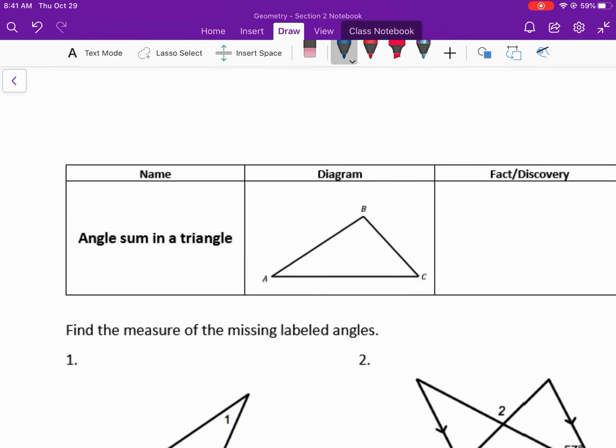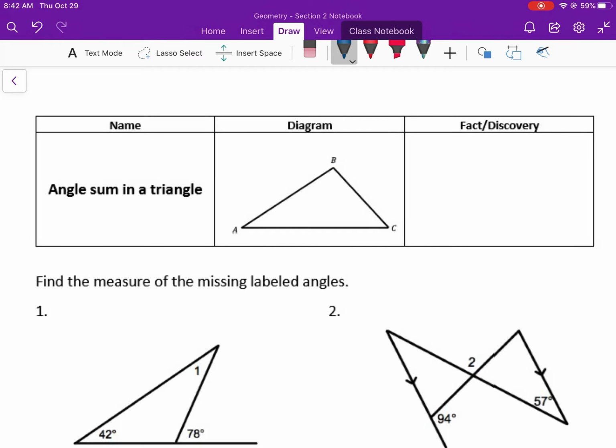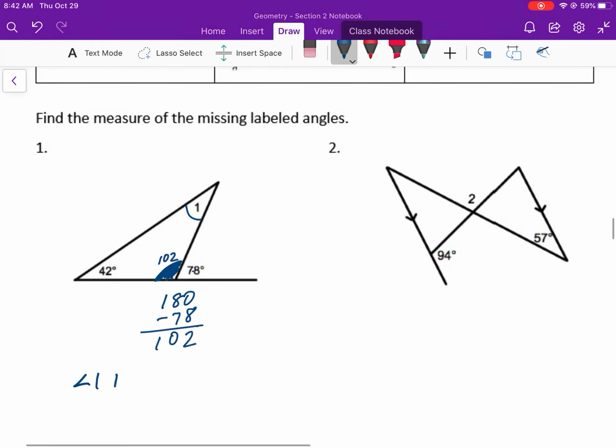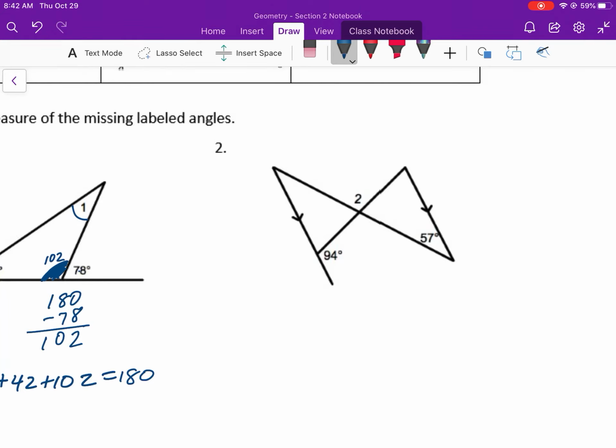All right, the other thing we have to do real quick is the angle sum of a triangle. You all know that that's 180 degrees. So that's a big deal. We use that a lot in geometry, obviously. So now I want to find angle 1. Well, you know this angle here in the corner and 78 are supplementary. So 180 minus 78 is 102. So I know that this is 102. So that means I know that angle 1 plus 42 plus 102 has to equal 180. And then I just solve for that. In the interest of time, I'm going to go fast.